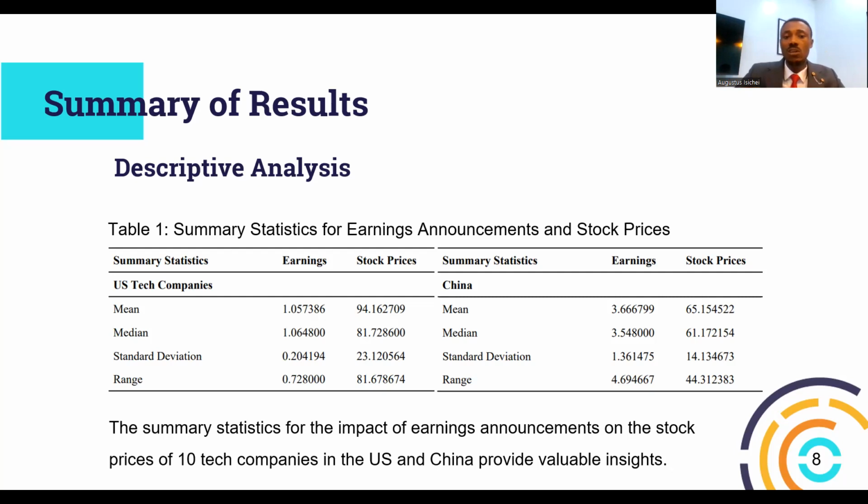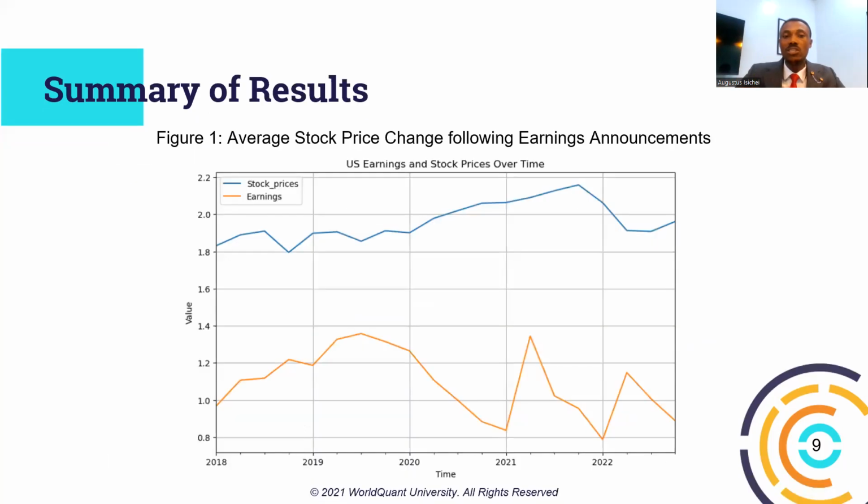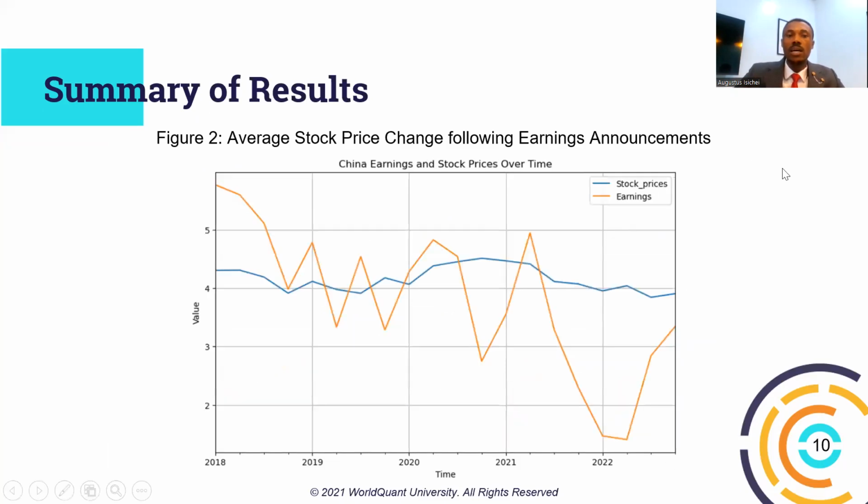The distribution of earnings surprises is slightly skewed to the right, and that is also depicted in the charts. Here is the average price change following the earnings announcement in the US, and the average price change following the earnings announcement in China.